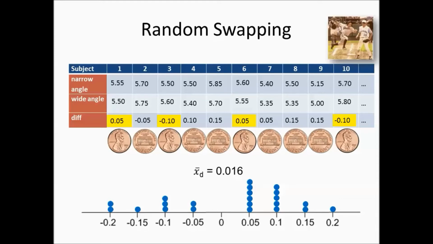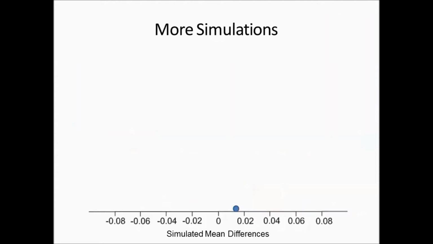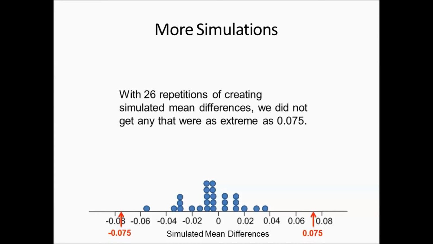With this first randomization, we get a simulated mean difference of 0.016 seconds, and this becomes a dot in our null distribution. In class, I would have my students flip coins and each get a simulated mean difference. The results from a class of 26 students might look something like this. Notice with this group of 26 students, we did not get anything as extreme as our observed mean difference of 0.075 seconds. So it appears that our observed difference is quite unlikely to occur just by chance.